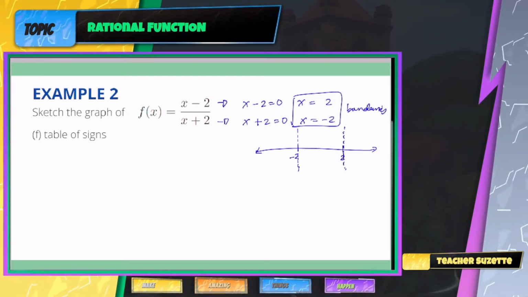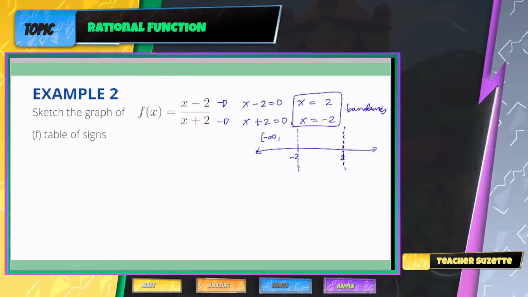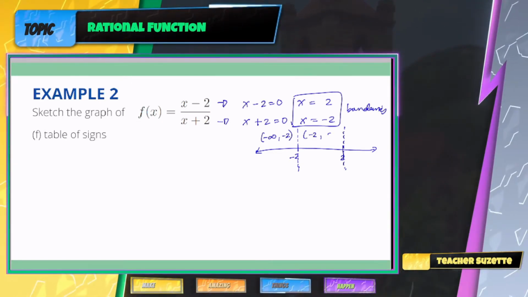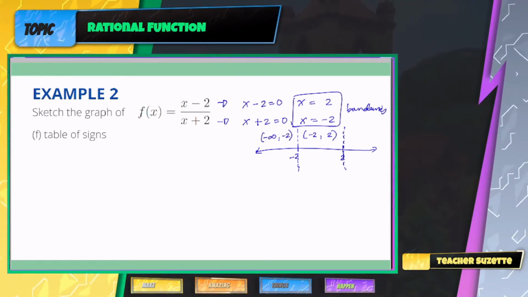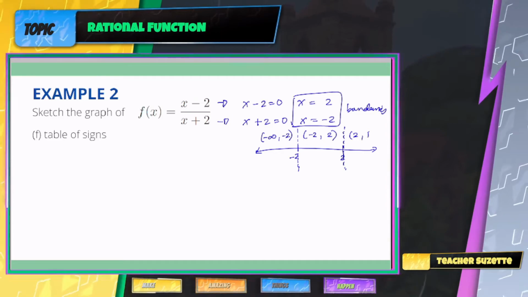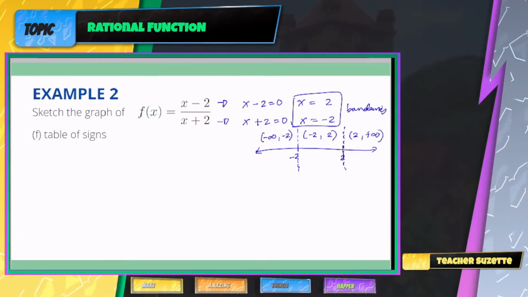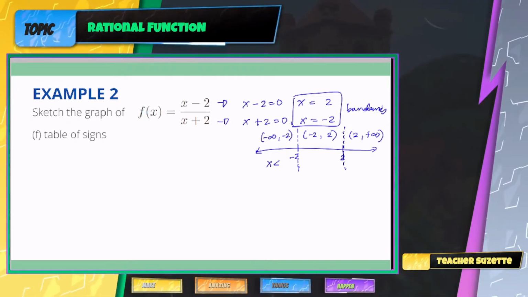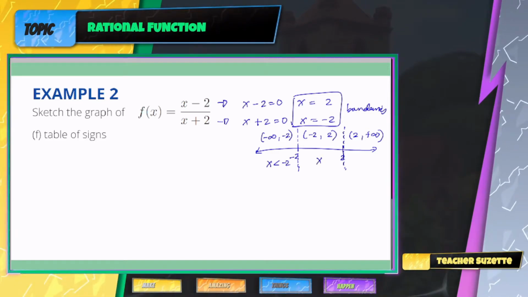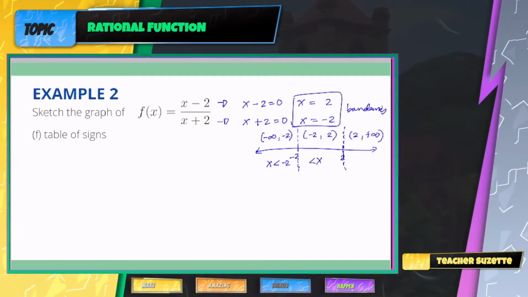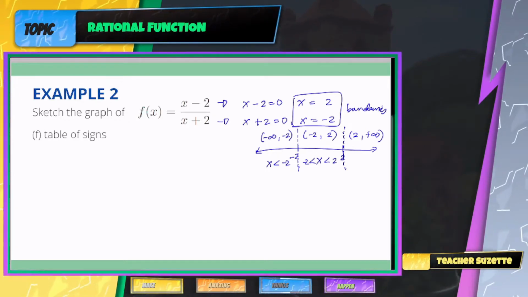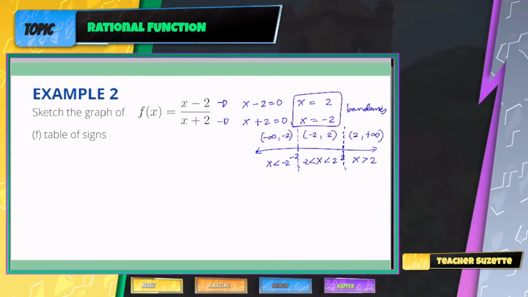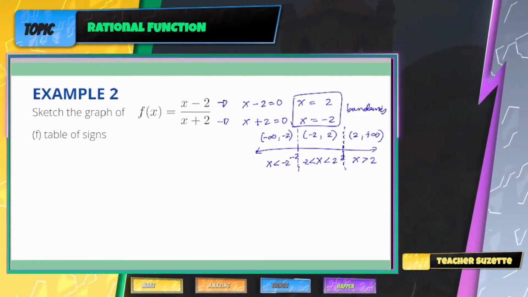So, let's represent the numbers: negative infinity to negative 2, then negative 2 to positive 2, and we also have positive 2 to positive infinity. Or, in terms of x, you can write it as x is less than negative 2, then x is greater than negative 2 but less than positive 2, and last, x is greater than 2. So that can be the representation for your intervals.